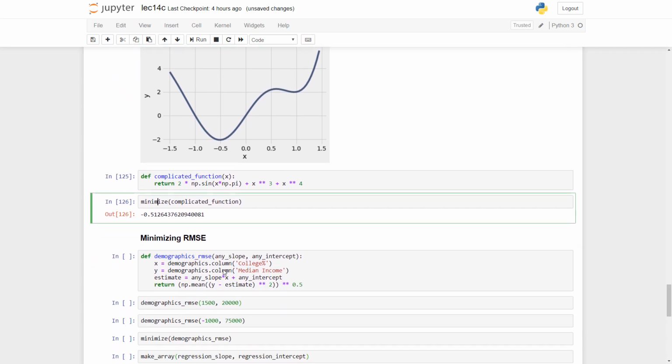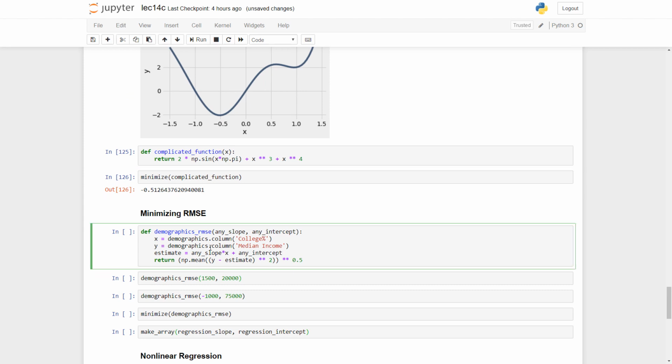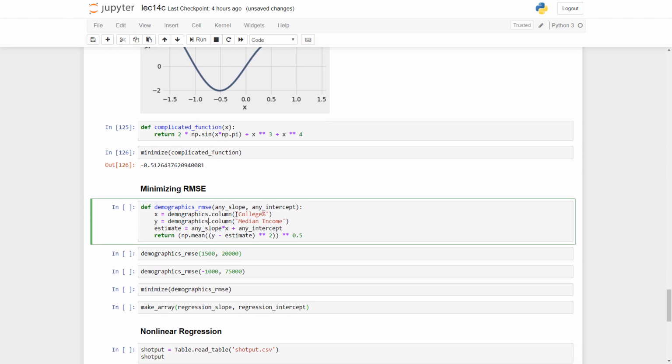Now let's minimize the root mean square error. So we'll first define a function that will compute the root mean square error so that we can minimize it. Because it will work on linear equations, it will be defined by two parameters, the slope and the intercept. And for that, of course, we will be assuming that we are still working with the demographics dataset. So we know the columns of the two variables. We'll do the estimation, we'll compute the estimation, and we'll compute back the root mean square error. So this function will return back the root mean square error.